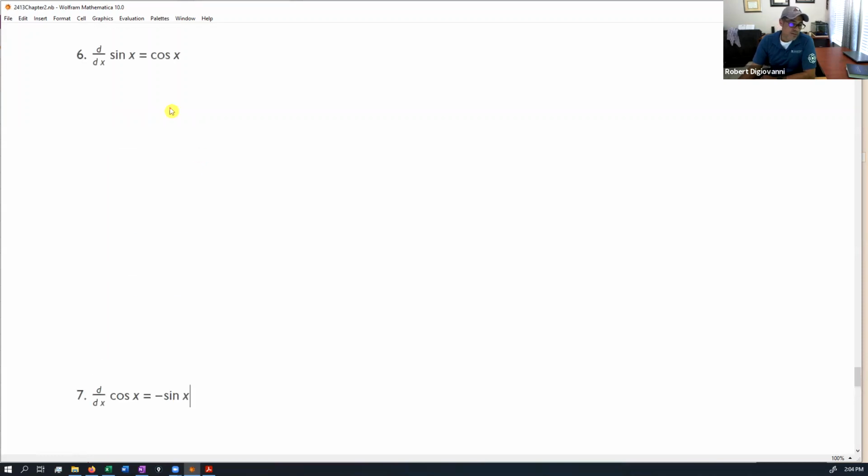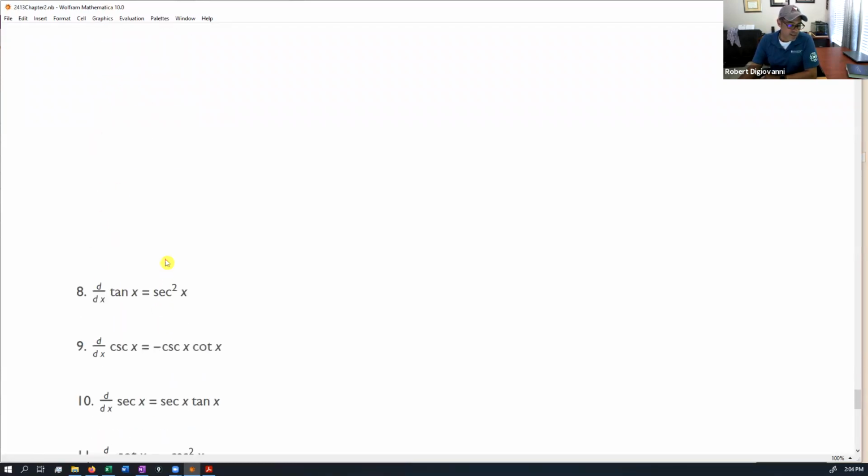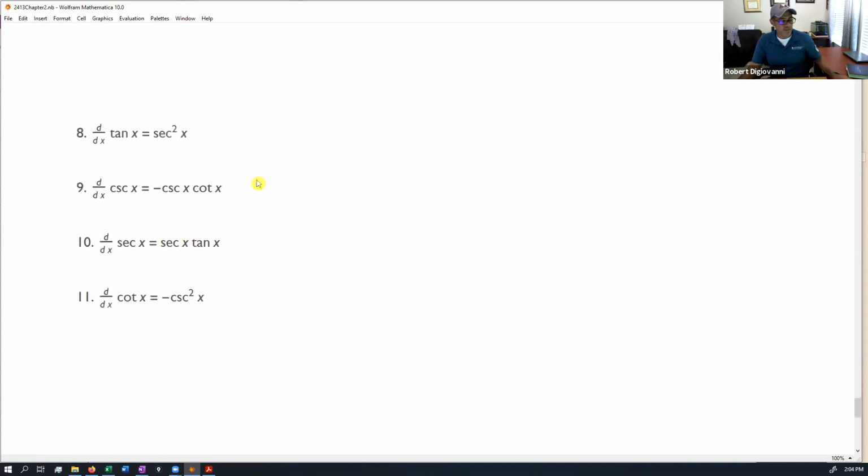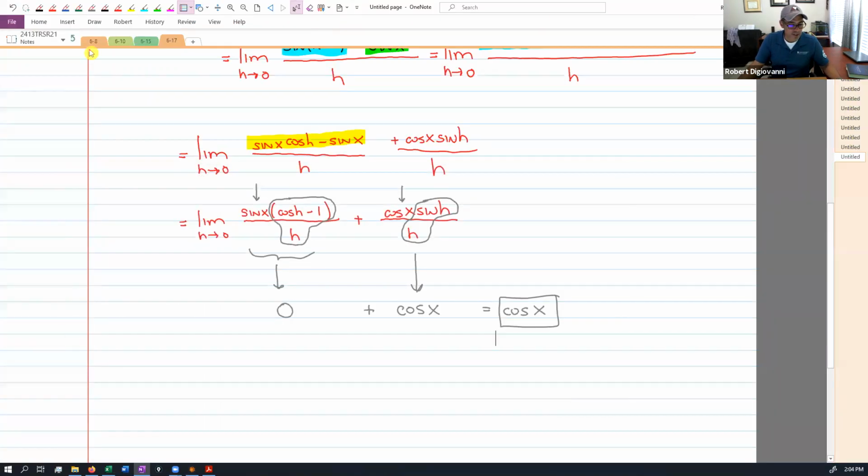And that's just the derivative of the first two trig functions, right? In pre-cal, you learn all these trig functions, sine and cosine. Here are the derivatives of each of those. And then we can continue. And here are the derivatives of the remaining 4 trig functions that you learned in pre-cal. I'm not going to prove these.